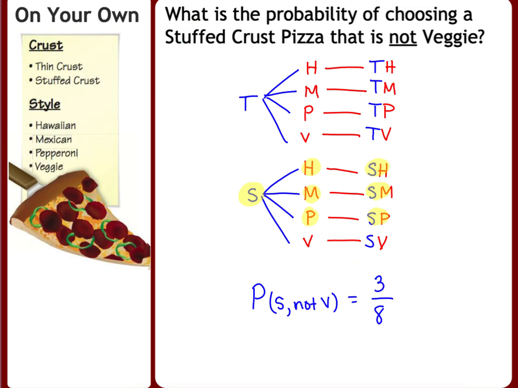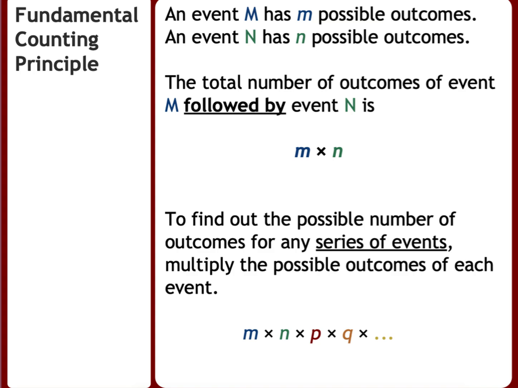Let's go ahead and now look at what we call the fundamental counting principle. And I've already mentioned this in that all you have to do is multiply the number of possible outcomes for each event, and that will tell you the total number of outcomes for one event followed by the next event. Okay, so you just multiply those together. So if M was the different crusts, N was the styles, there were 2 crusts. 2 crusts times 4 styles would be 8 possible outcomes.